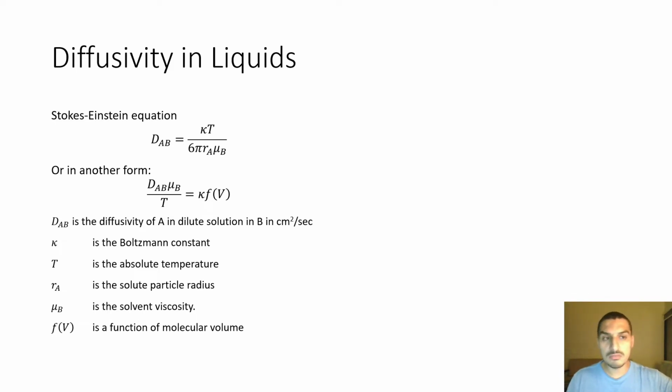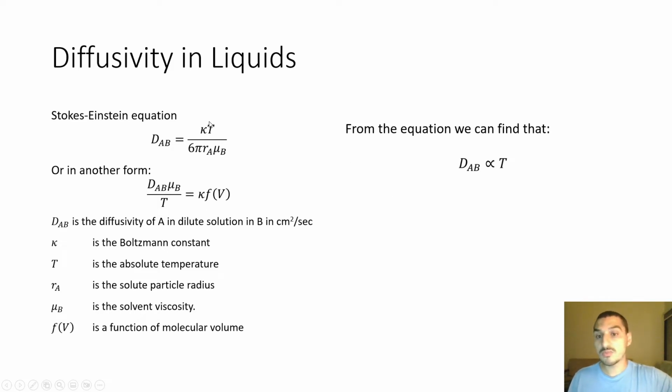Before we leave this equation and go ahead and see the actual equations that we use, we need to take a look at the equation and notice some points. The first point is that the diffusivity is directly proportional to temperature, so it's not 1.5 as it was in the gas phase. There is no dependence on pressure here, which is a good point to notice. It's inversely proportional to radius, which is similar to what we have in the gas phase, and it's inversely proportional to the viscosity of the solvent.